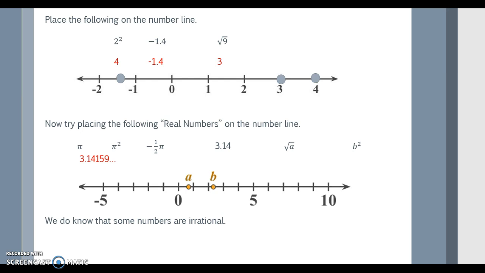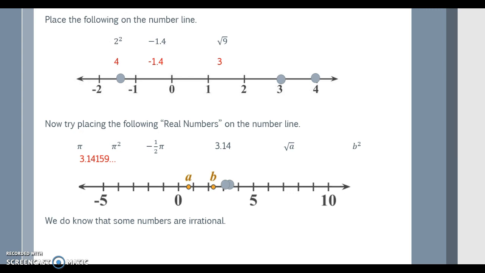Now let's try placing the following real numbers on the number line. I have pi, pi squared, negative 1/2 pi, 3 and 14/100, the square root of a, and b squared. So I already know that pi is 3.14159, etc. So I can place that about where it should go.